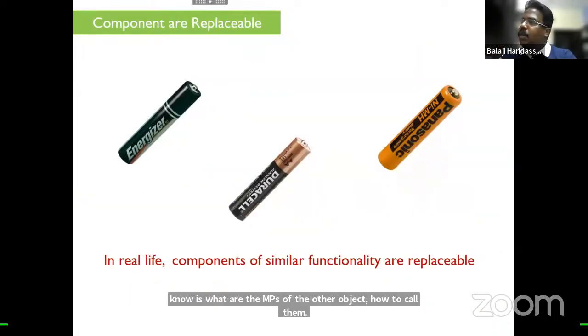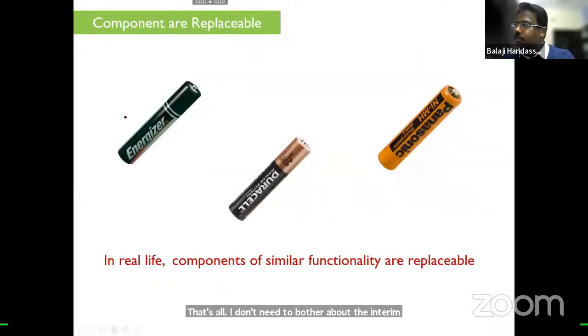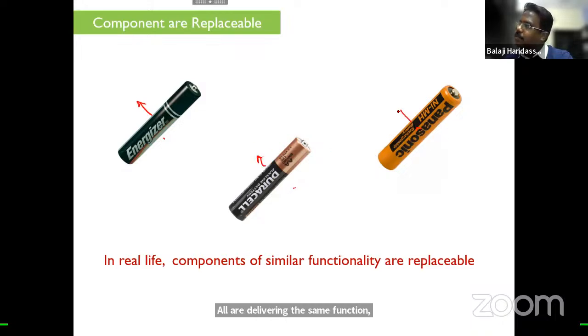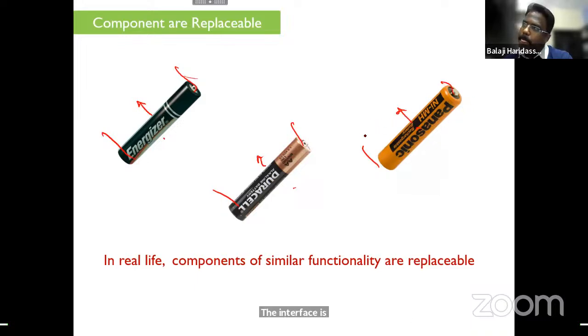Yeah. So now what do you see? Okay, anyway, I think the animation is not working. So what is the difference here? What is the similarity you find here? All are delivering the same function, correct? All are delivering the same function, but what is different? The interface is the same. All are AA batteries. What is different? The color, the manufacturer's name, the branding. Correct.